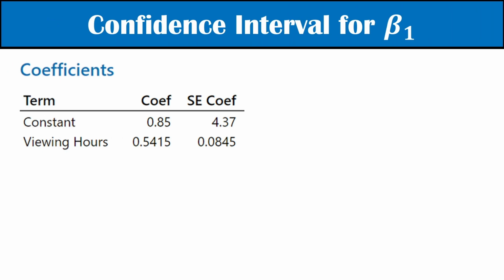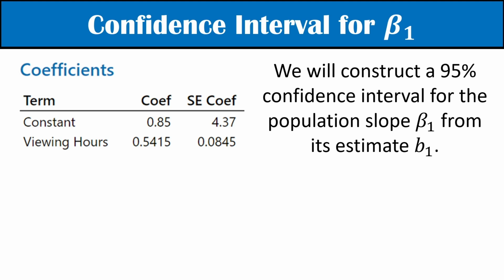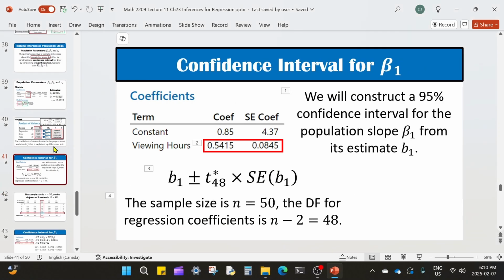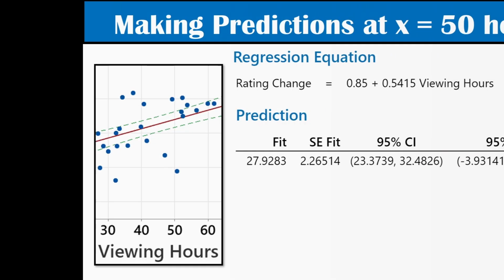Okay, now let's just finish up with a little bit about the inference. So we're going to start with a confidence interval. We're going to construct a 95% confidence interval for the population slope beta 1 from its estimate B1. Now, just to be clear, what we're going to see here is a confidence interval for the slope. If I just go back a few slides, don't get that confused with these.